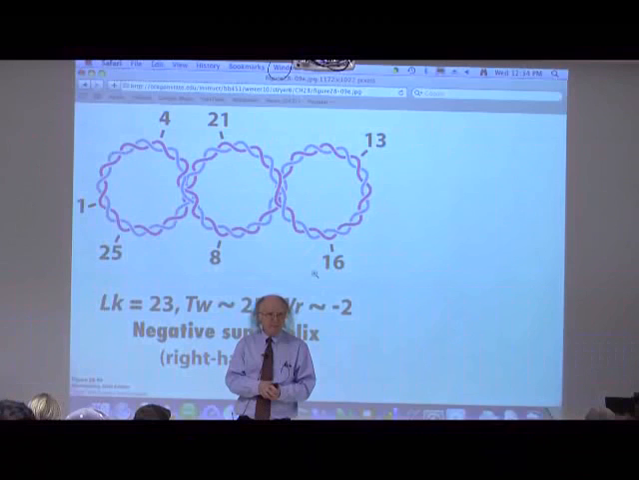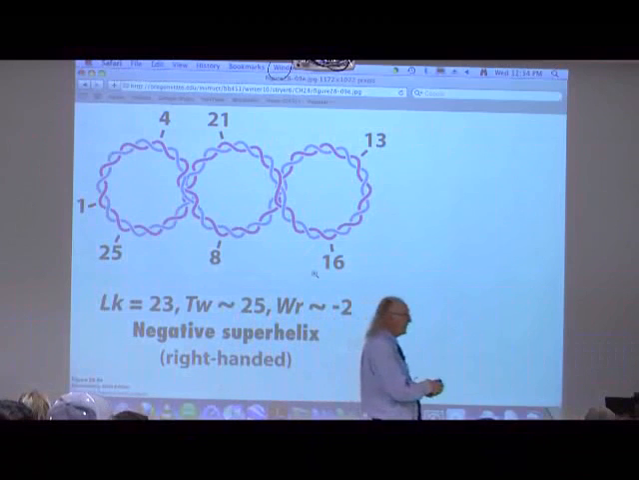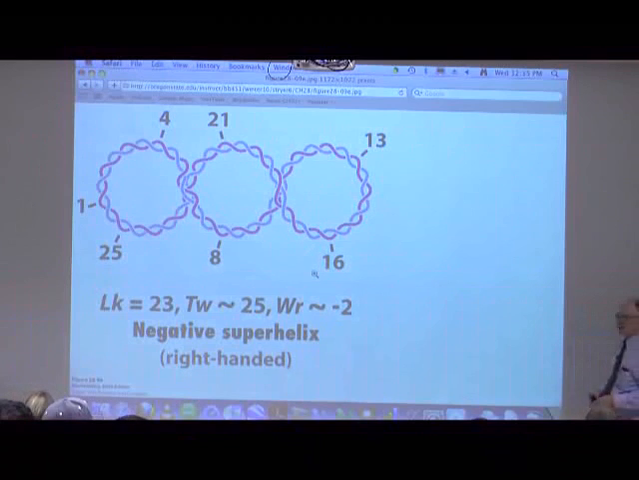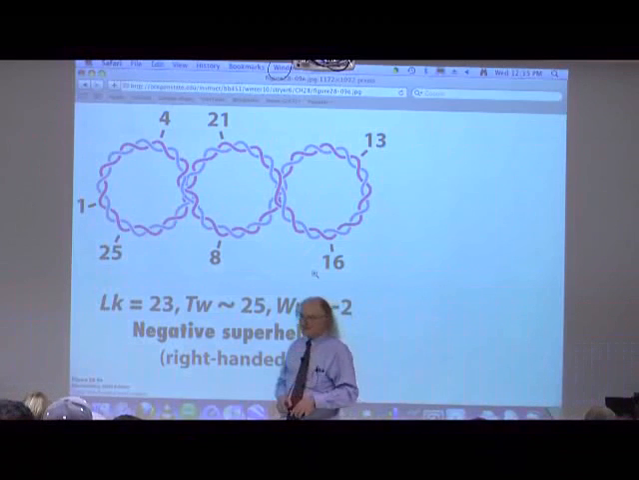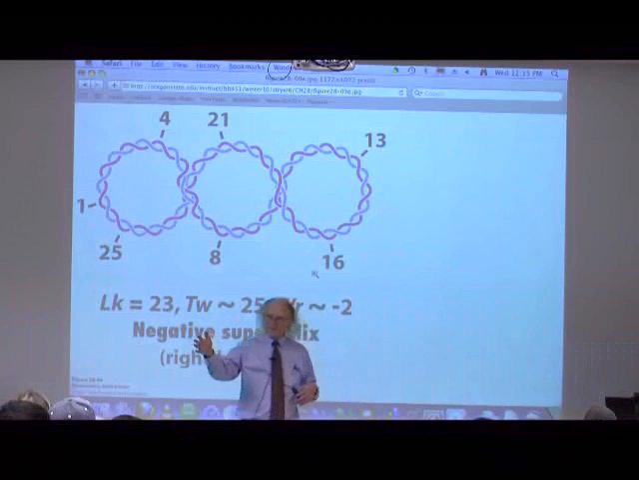Everybody with me? I put more turns into it. I've got to therefore counteract that with the same number of writhes. So the writhe will be a negative number. The turns will be whatever it took to get me back to 10.5 base pairs per turn. Is the linking number going to be greater than or less than the twist? It's going to be less, because twist plus the writhe, which in this case is negative, will give rise to the linking number.